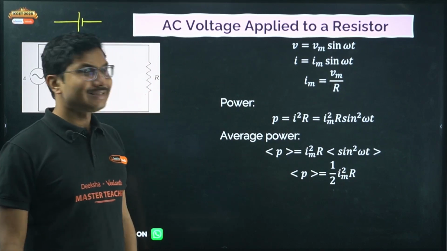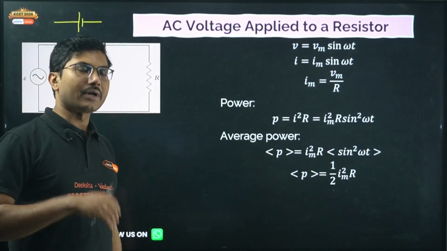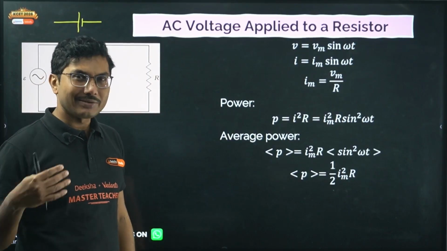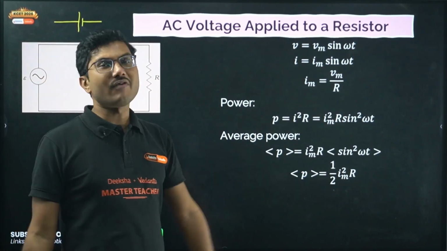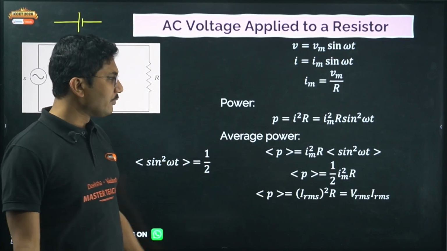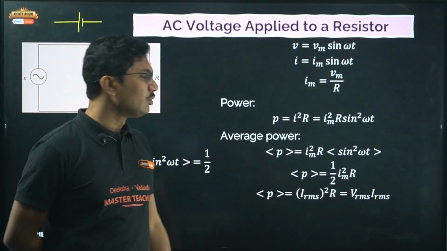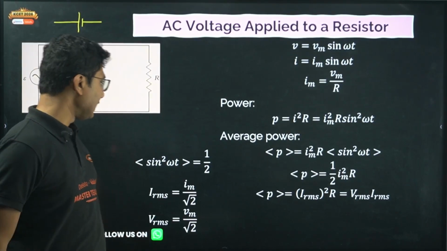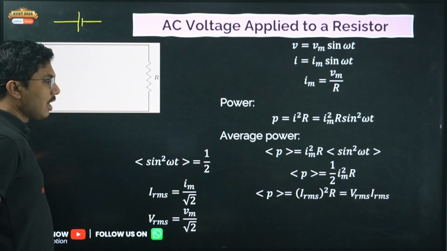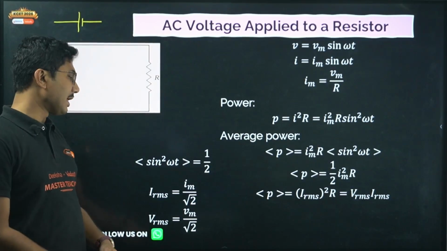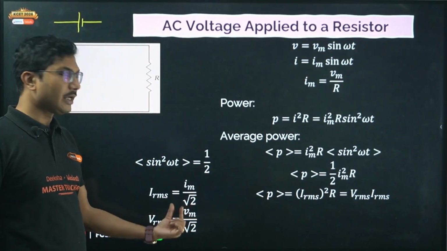Now this is something new, because in our DC circuit we learned that power was given by I square R, but here it is half Im square R. So to match the value, we bring in a new quantity called IRMS, which is given by Im by root 2. In the case of voltage, we get VRMS, which is given by Vm by root 2.